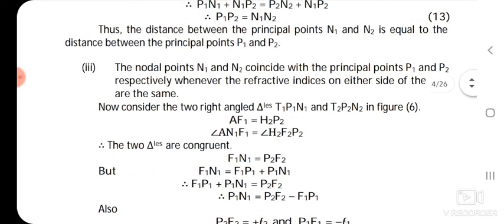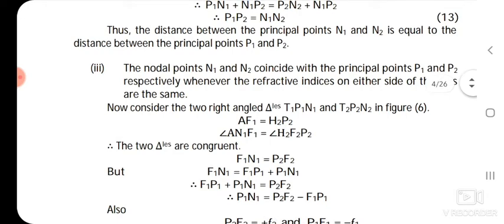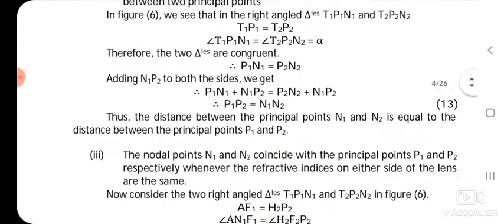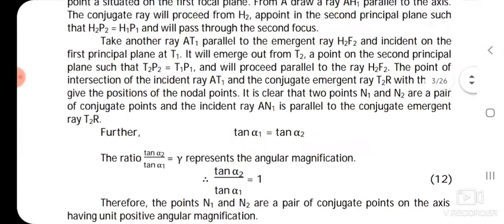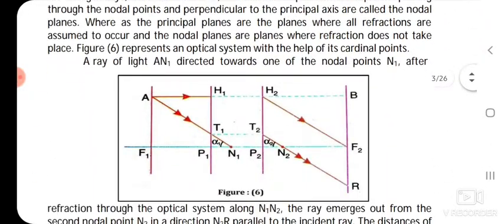How? For that, let us consider two right angle triangles, T1P1N1 and T2P2N2. Just see this figure: T1P1N1 and T2P2N2, in which AF1 is equal to H2P2.